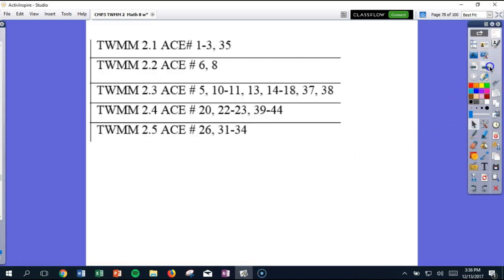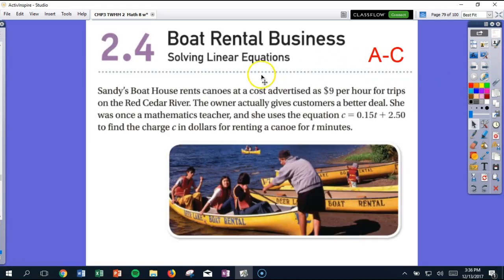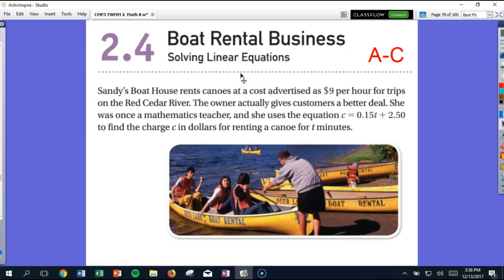Okay, ACEs for 2.4 are going to be 20, 22, 23, and 39 through 44. So in 2.4, this is our boat rental business. This is on page 41. It says Sandy's Boathouse rents canoes at a cost advertised at $9 per hour for trips on the Red Cedar River. But the owner actually gives customers a better deal.